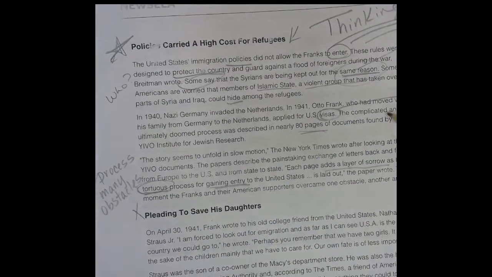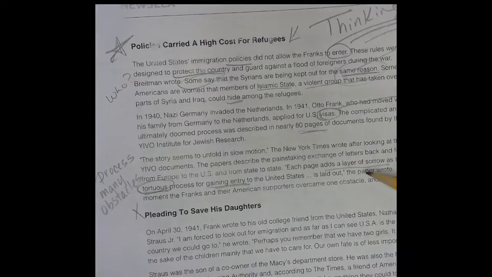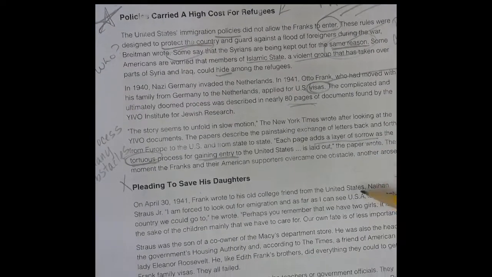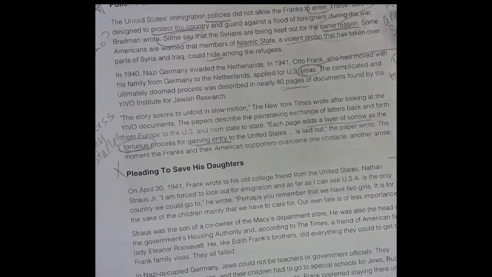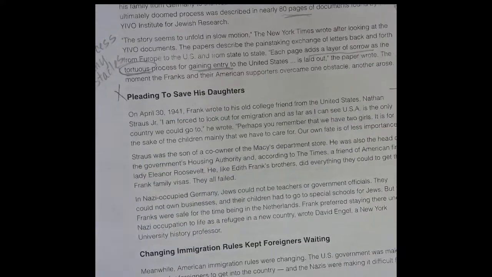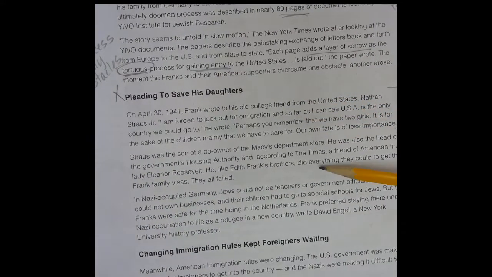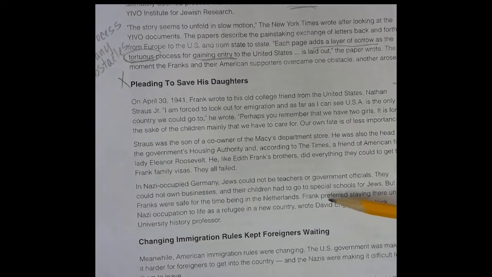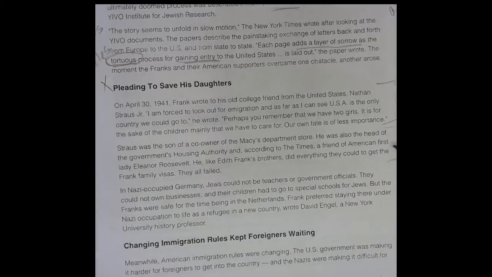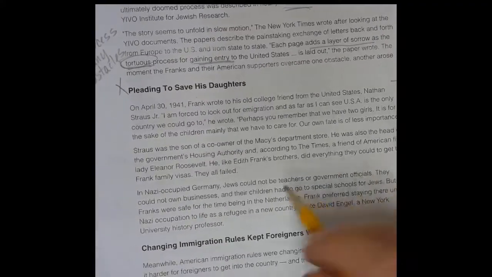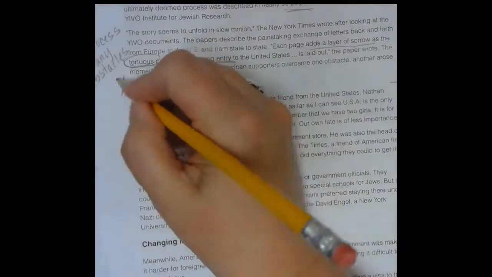Looking through it, it continues. The Germans, the stories unfold in slow motion. But definitely that sentence is key. Pleading to save his daughters. Frank writing to old friends, the old friends kind of describing who they are and who they know. And then Nazi-occupied Germany talks about what Jews couldn't do. So there's nothing really in this section about Syrian refugees.